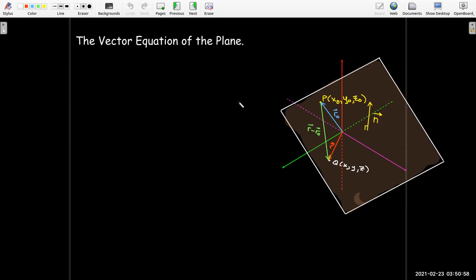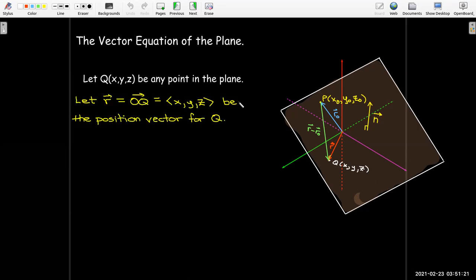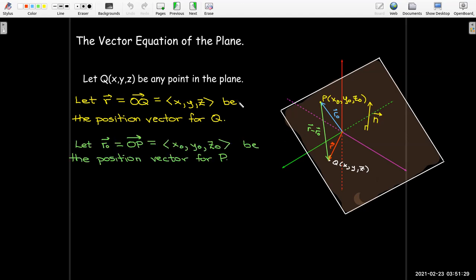So let's see how we can get a vector equation. The idea is we're going to take our fixed point P, and then we're going to take just some general point Q. General meaning that we don't have specific coordinates. Its coordinates are just some x, y, and z, which is on the plane. And we're going to call our vector r the position vector for the point Q. And we're going to call r naught the position vector for our fixed point P.